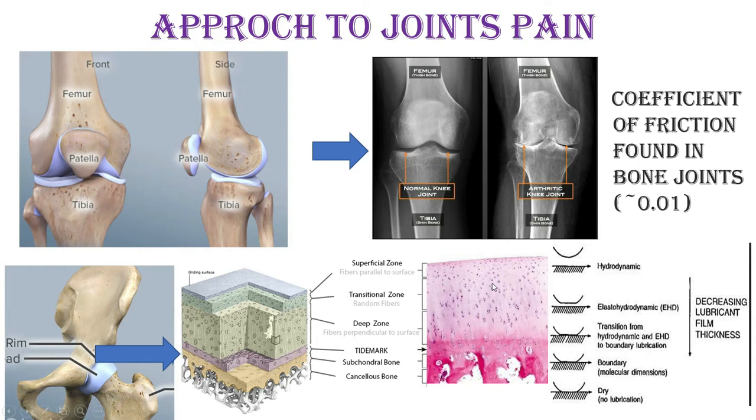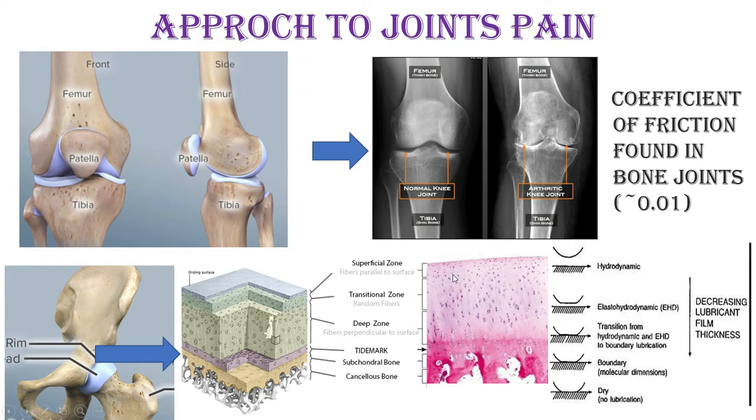And the synovial fluid acts as a lubricant, and this lubrication has some hydrodynamic properties, some elastohydrodynamic property, some transitional form of hydrodynamic property by boundary lubrication, and some fluid film lubrication. These are the biomechanical modes of joint lubrication.